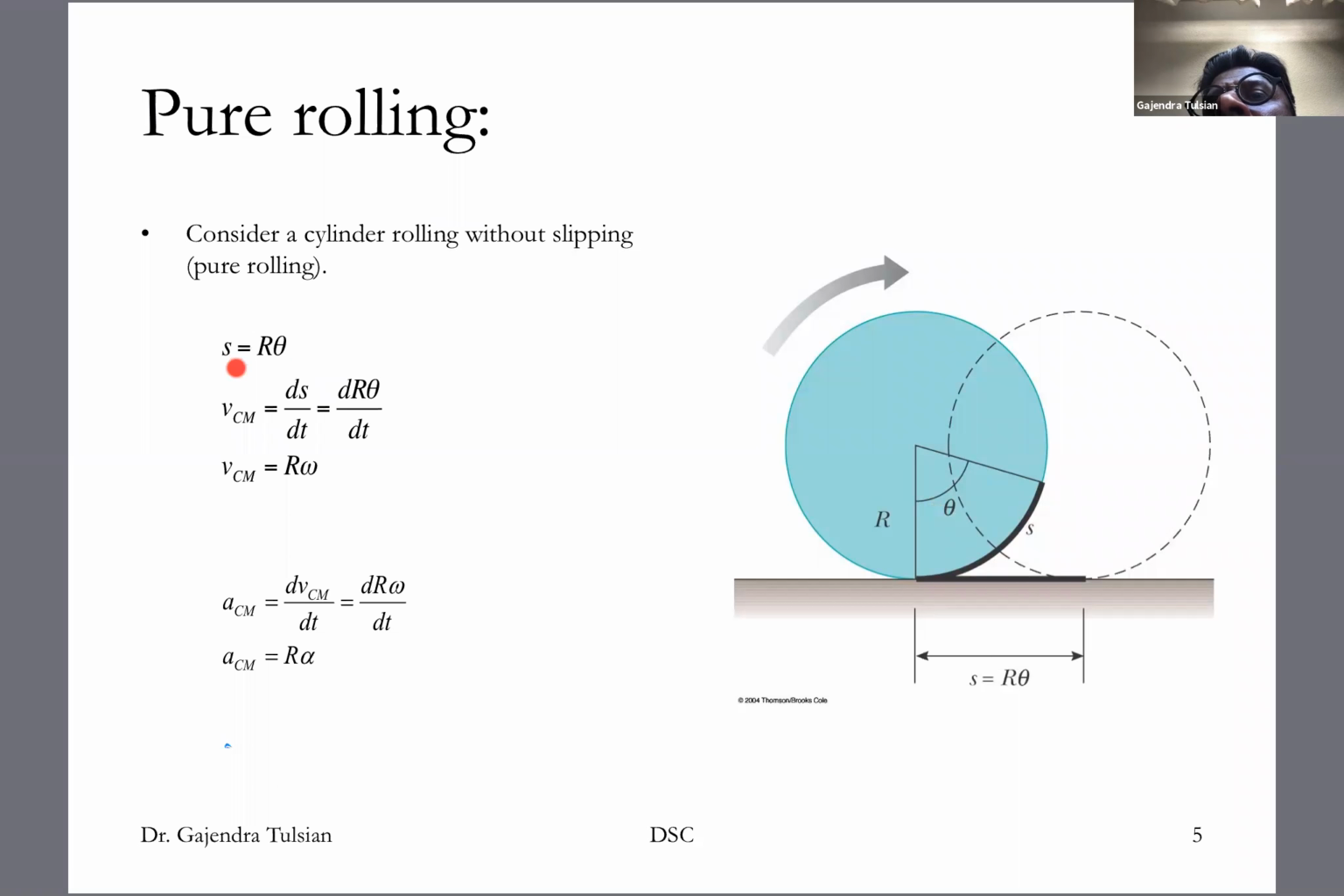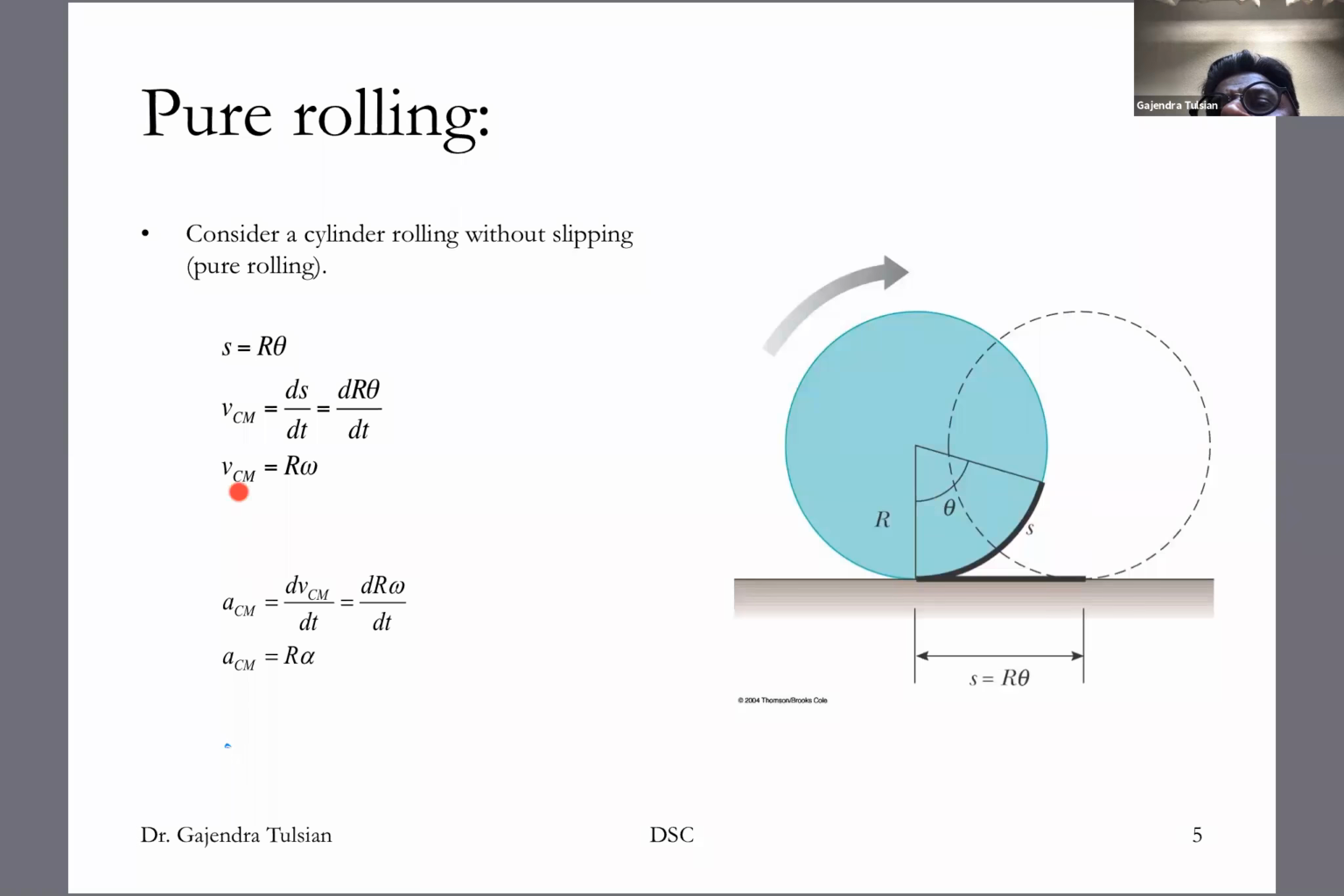If you take the time derivative of that, ds by dt gives you the velocity of the center of mass, how fast the center of mass is moving, and d theta by dt gives you the angular velocity, the rate at which the wheel is spinning. So the linear velocity of the center of mass is related to the angular velocity of the wheel. That's what that equation is telling you.